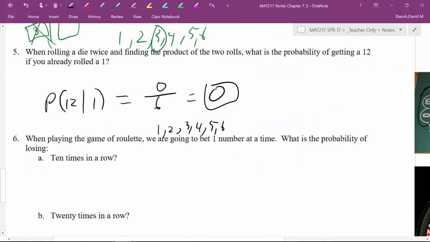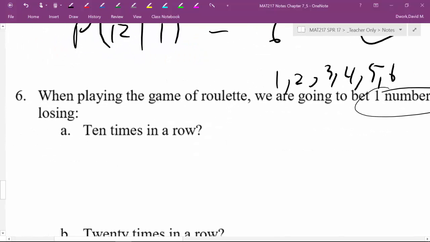So we're going to do the idea of you picking one number. If it comes up, you win. If it doesn't come up, you lose. Now, when playing the game of roulette, we're going to bet on one number at a time. What is the probability of losing 10 times in a row? What is that saying? What's the probability of losing and losing and losing and losing and losing? So 1, 2, 3, 4, 5, dot, dot, dot. You get the idea. 10 times in a row.